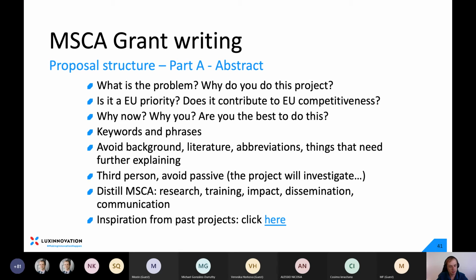Use the keywords and the phrases wisely. Don't give any background or in-depth background on literature or anything in the abstract, or abbreviations that you don't explain. Try not to write passively, and then really try to bring all the important elements of the Marie Curie in the abstract already. So not only the research, but also the training, also the impact, also communications and activities that you do, etc.